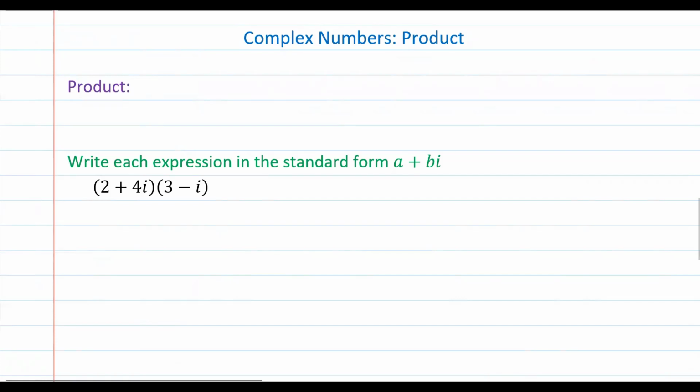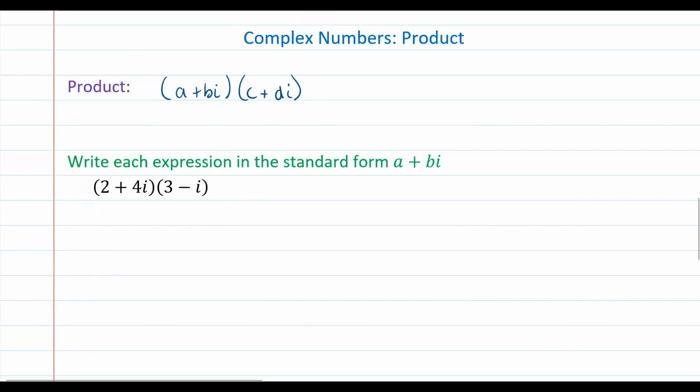Welcome back, mathematicians. In this video, we are going to look at the product of complex numbers. So let's start by defining two complex numbers. Let's say that we have a complex number of the form a plus bi, and then we have another complex number of the form c plus di.